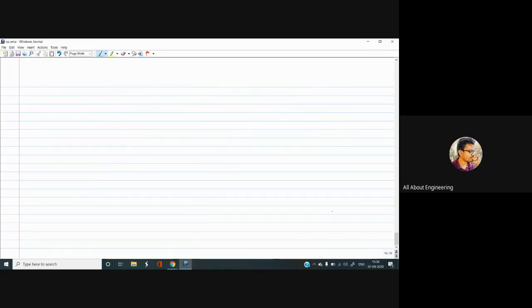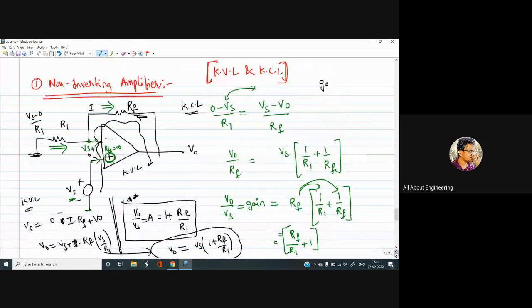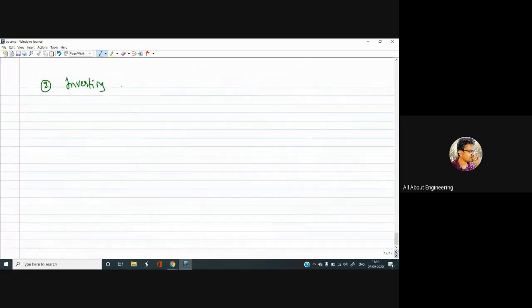As we have seen that, let's also see how the inverting amplifier would look. You can remember this point very easily. When the input is applied at the non-inverting terminal, it is called a non-inverting amplifier. For the same circuit, if you apply the input at the inverting terminal, it is called an inverting amplifier. The circuit remains the same, but the input where you apply it changes.